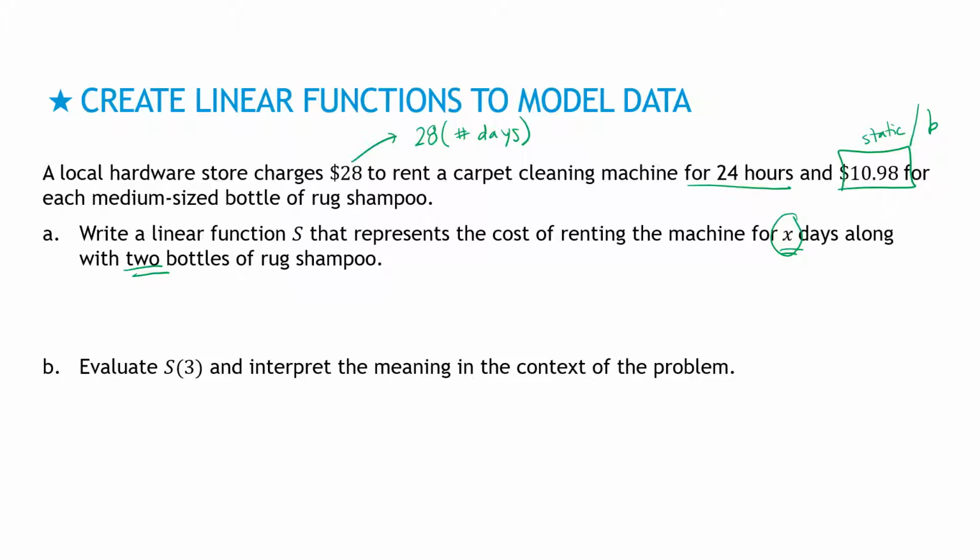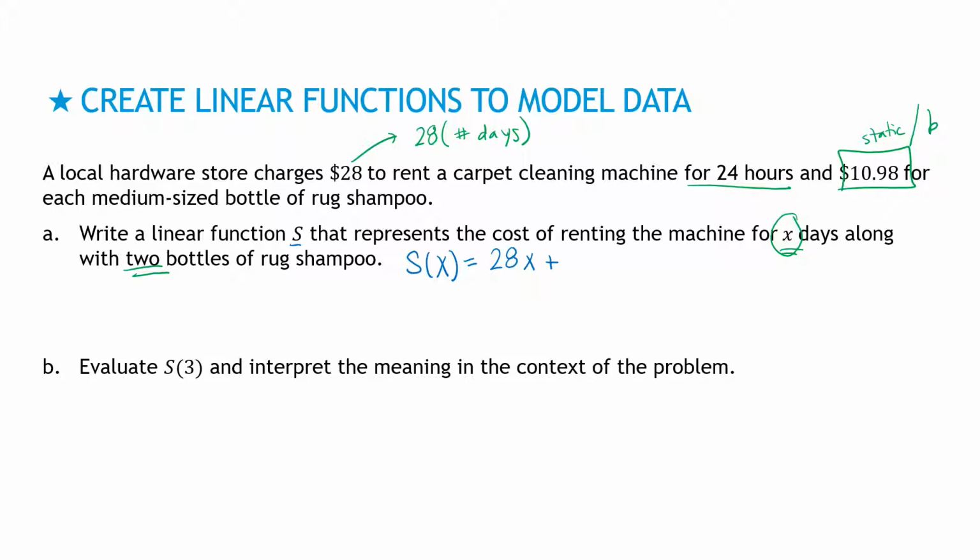So I'm going to write a linear function s. Now notice this one says s and not s of x. It's okay, we're still writing it s of x because it is a function. It's a function based on x, which is the number of days that we're renting the machine for. So again, I'm going to use my slope first, 28x. And then I need to know for 2 bottles of shampoo because this one specifies 2 bottles of shampoo.